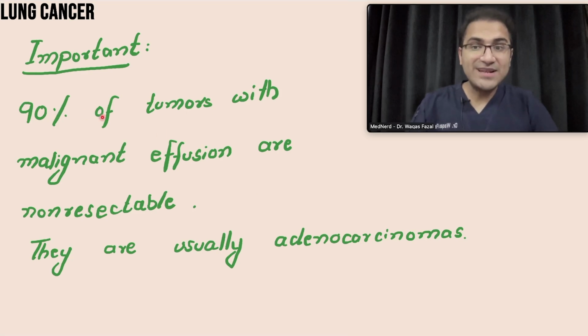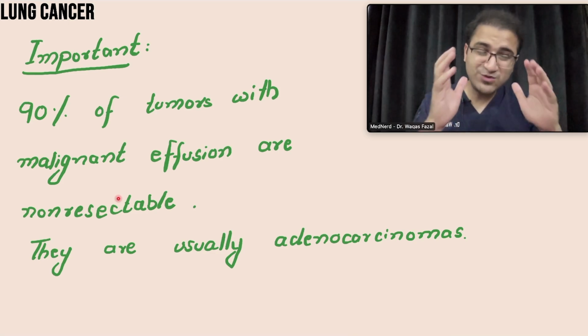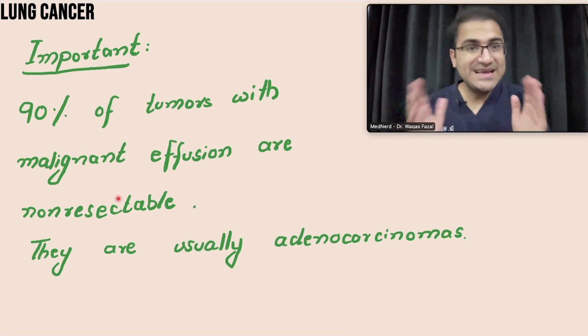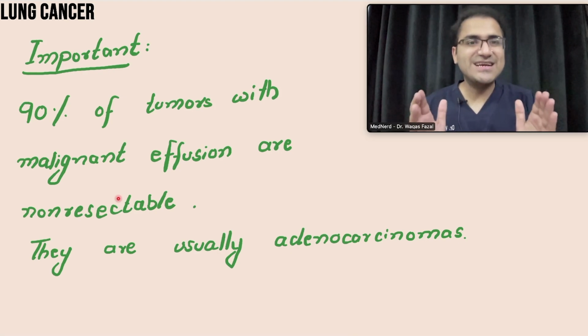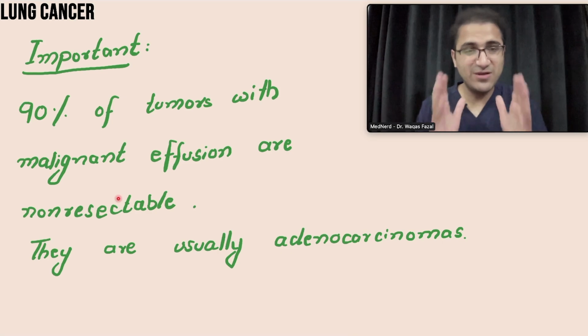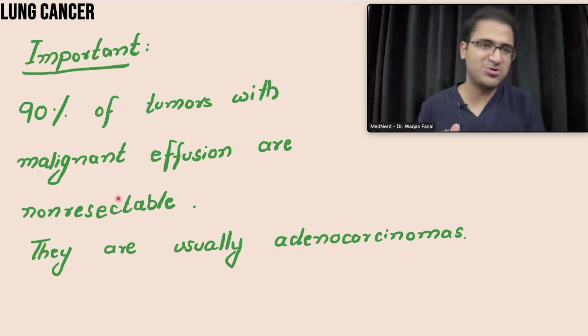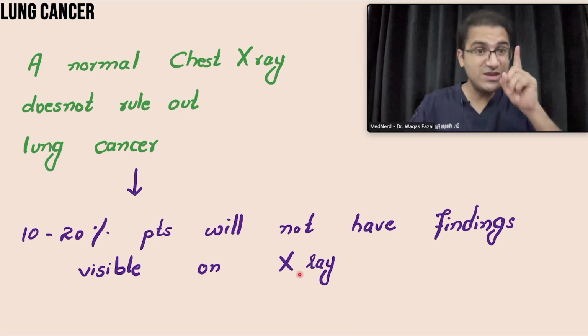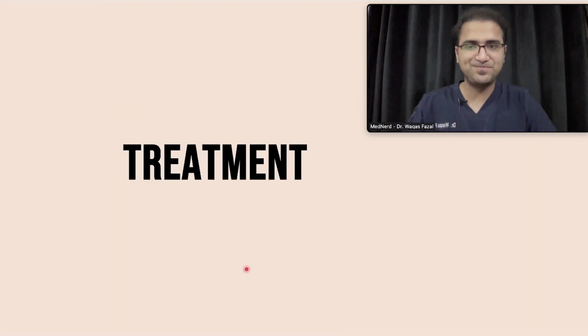It is important to note that 90% of the tumors with malignant effusions are non-resectable. If you find an effusion and that effusion turns out to be malignant, it is a clear-cut indication that most likely this cancer is adenocarcinoma and it is non-resectable. A normal chest X-ray does not rule out lung cancer. 10 to 20% of the patients will not have any findings visible on X-ray. So you must do a CT scan even if you suspect lung cancer in a patient.